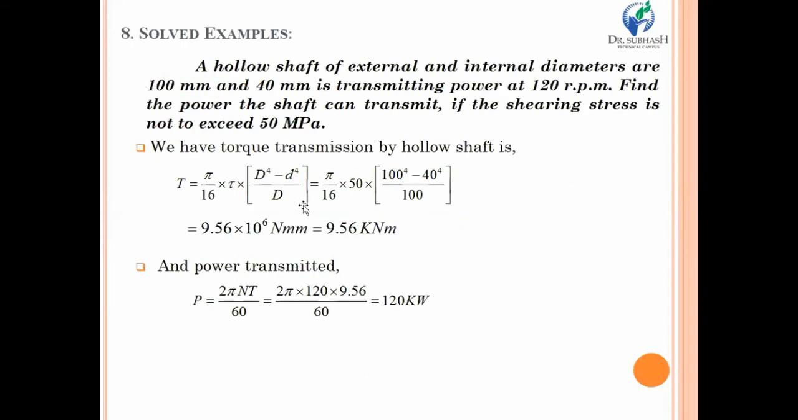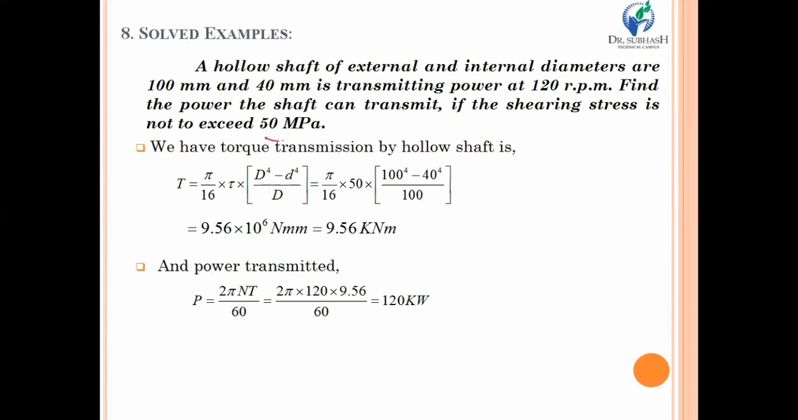After completing a few theories based on torsion, let's have a few examples that we are required to solve. First example: you are given a hollow shaft with external diameter 100 mm and internal diameter 40 mm, which is transmitting power at 120 rpm. You have to calculate the power that can be transmitted by the shaft, and the allowable shear stress given is 50 megapascal.